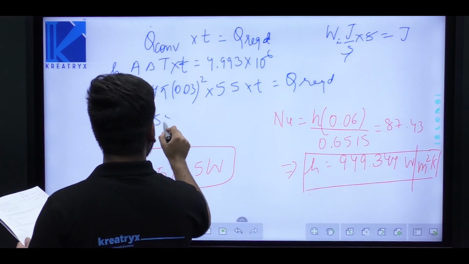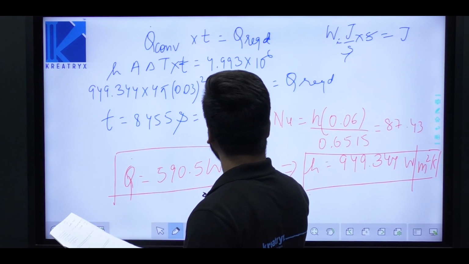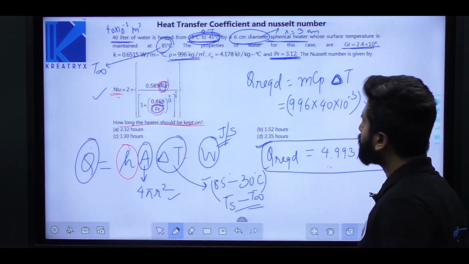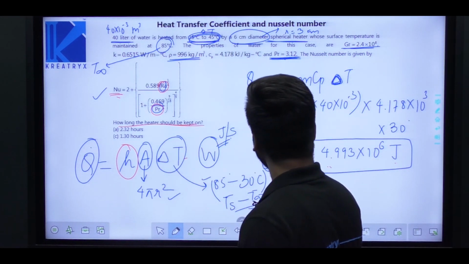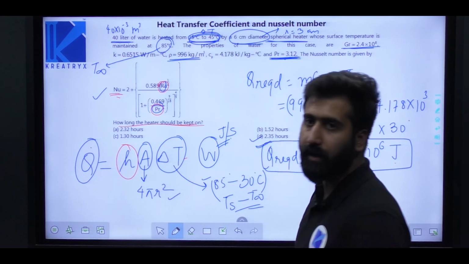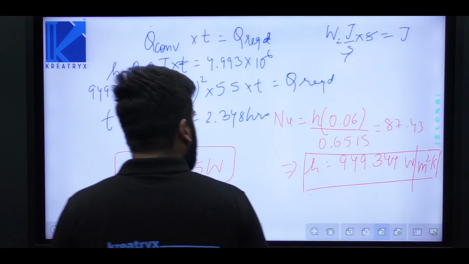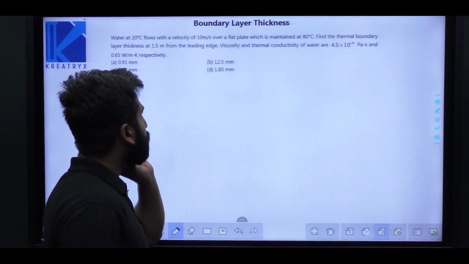It is 8455 seconds. Convert it into hours, that will be 2.348 hours. And where are the options? 2.32, 2.32, 2.35. These are very close. So 2.35 is the answer. This was again a nice question. Let's move on to the next question.